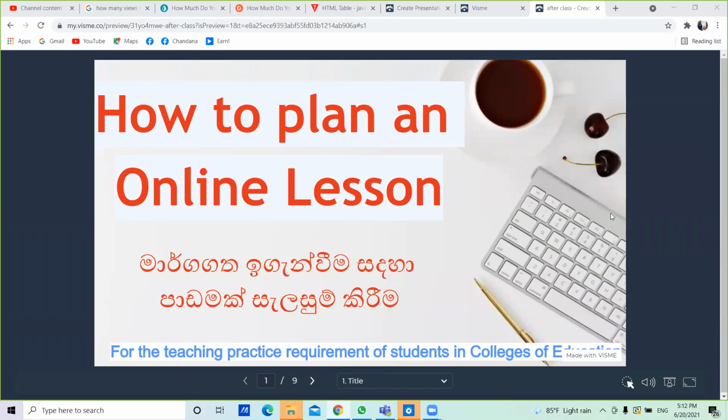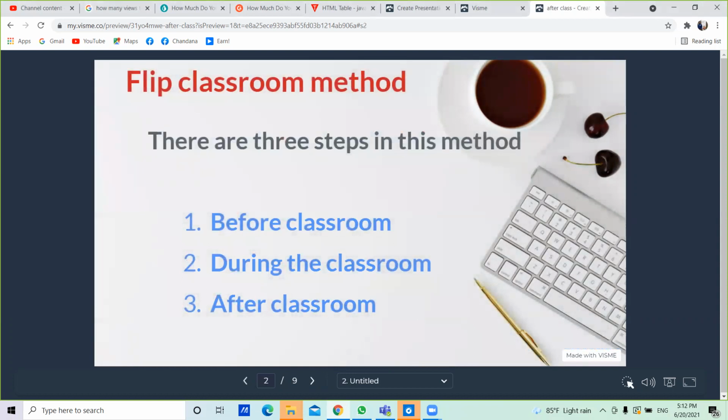Here we are going to discuss how to plan an online lesson. The first thing, if you are planning an online lesson, is to think about the teaching method. Here I am going to introduce one teaching method that particularly relates to online classrooms and online lessons, called the flipped classroom method. This flipped classroom method contains three steps: before classroom, during, and after classroom.